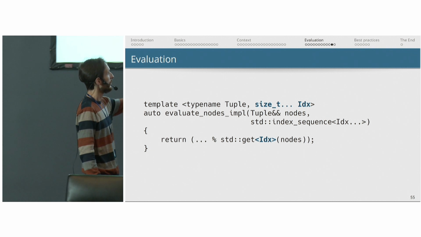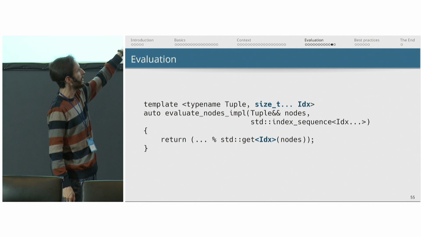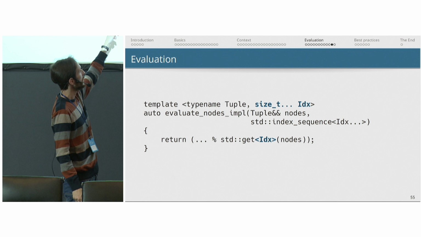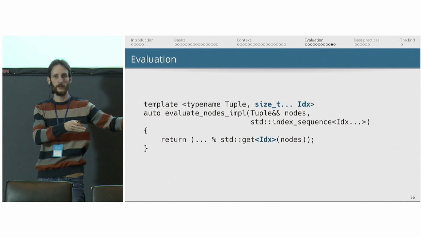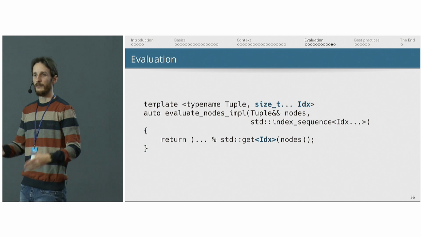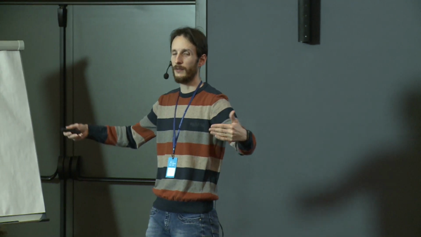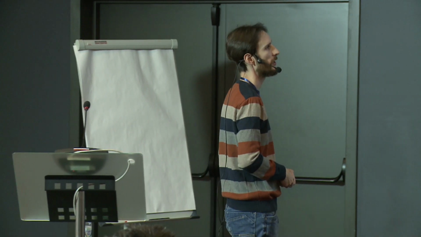Now we can call the fold expression and template pack expansion just by saying std::get index of nodes. This will generate a std::get call for 0, std::get call for 1, std::get call for 2, etc., and put percentages in between all of them. Okay? So whenever you have a tuple and you need to do some template metaprogramming on it, just remember that the index sequence is the ugliest and best thing in the STL.